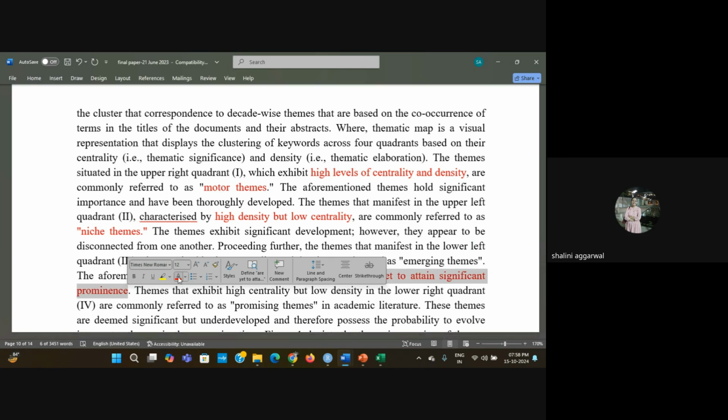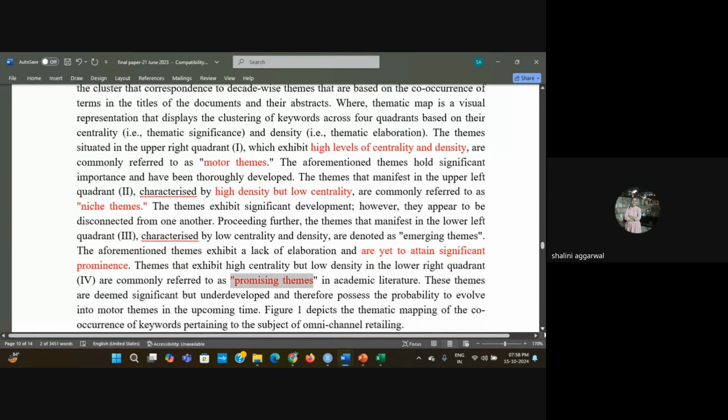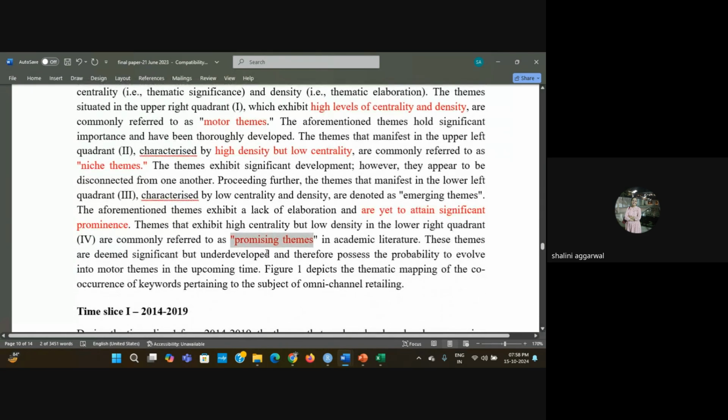And the last kind of themes is the promising themes. What are promising themes? They have the probability to evolve. They are underdeveloped right now, but they are going to become important in some period of time.